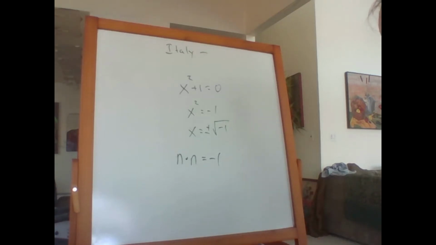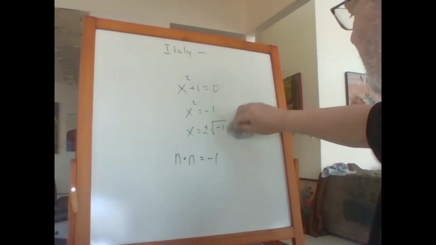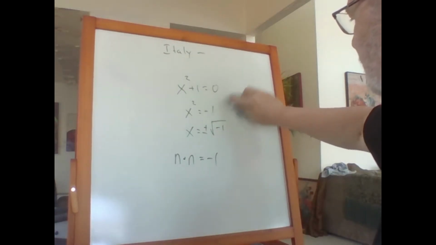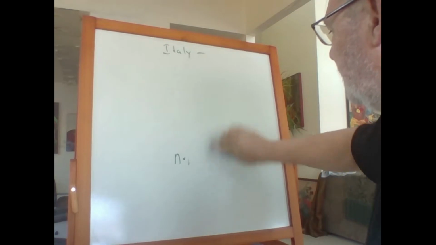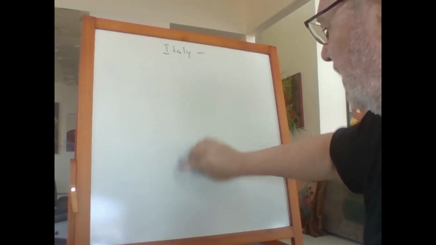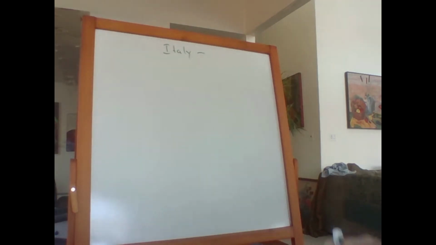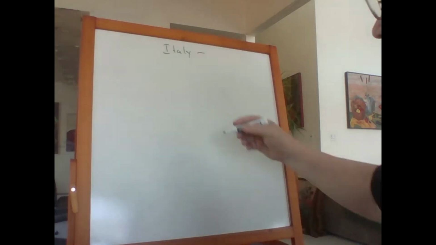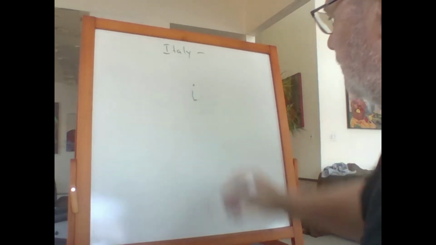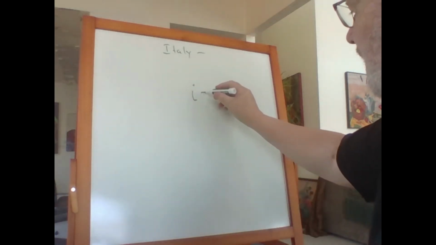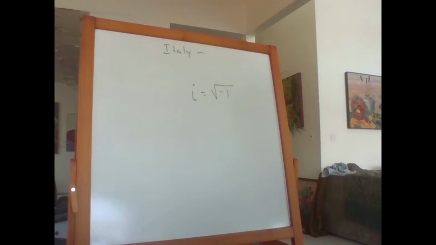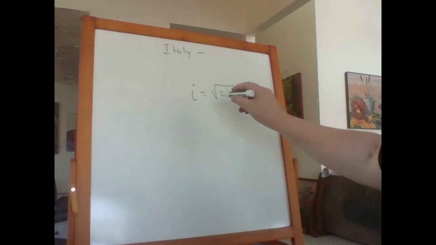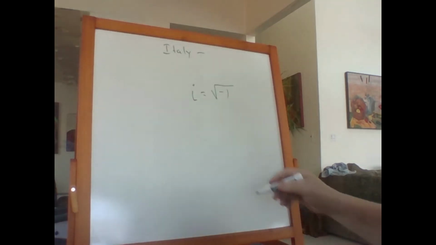So somebody, somehow, somewhere, decided that we can't ignore this situation. We have to resolve it somehow. And so what they did was they created a placeholder, and they called it i for imaginary. And i was the square root of -1 by definition. And that was to solve these types of problems.